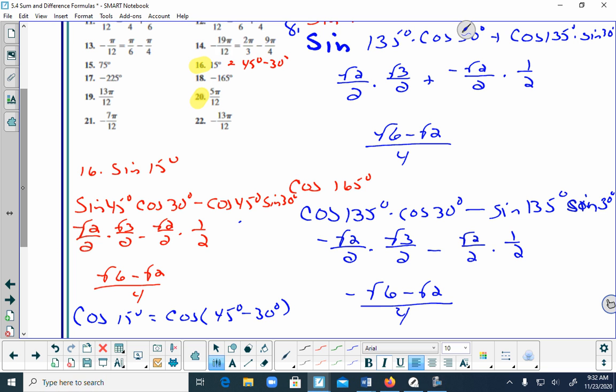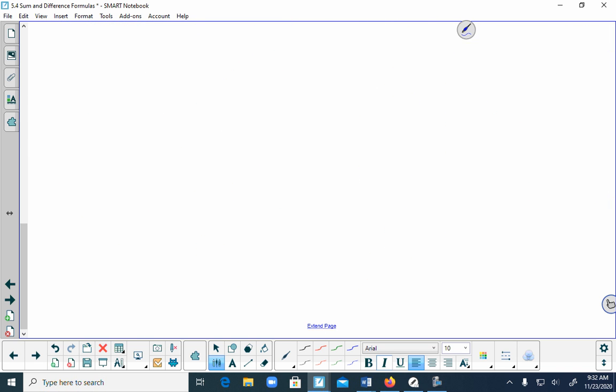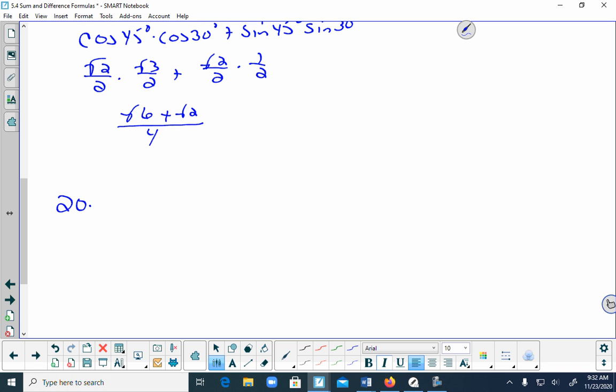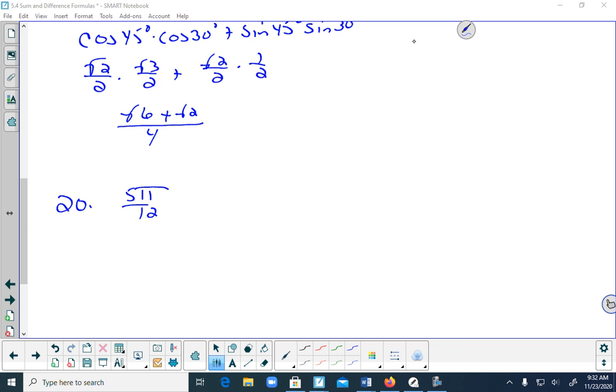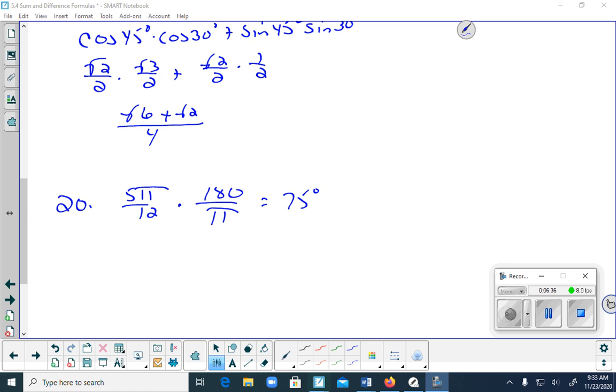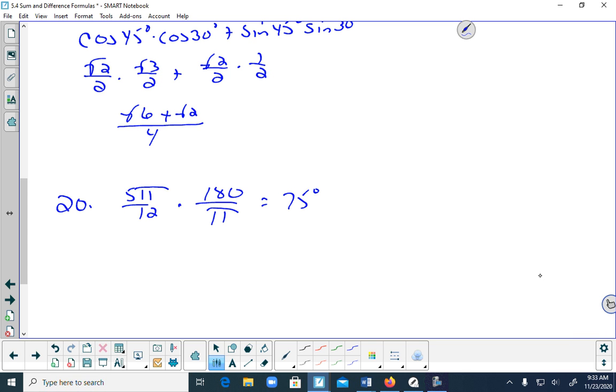And the last one is 5 pi over 12. I can do it as a radian, but if I'm not comfortable with the radian, I'm going to go ahead and change 5 pi over 12 into degrees. So here's number 20. I have 5 pi over 12, so I'm going to change it to degrees. To change it to degrees, I'm multiplying by 180 and dividing it by pi. So I ended up with 75 degrees when I did that.